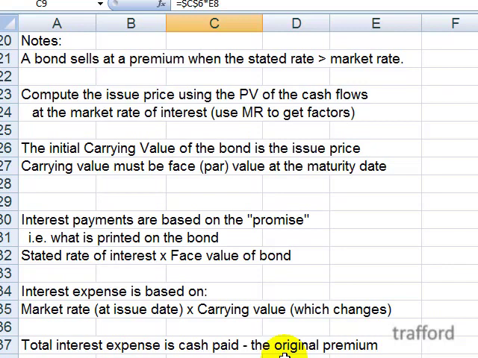So again, same rules we saw for bonds issued at a discount, but everything's slightly turned around because now we're in a premium situation instead of a discount situation. Let's take a look at some numbers.